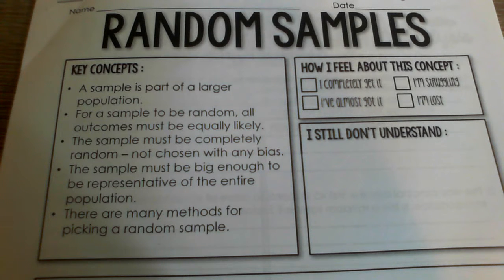The sample has to be big enough to be representative of the entire population, and that's where the scientist thing comes in. It has to represent the entire population of people who suffer from this virus. And then there are many methods for picking a random sample. You can do it lots of different ways. Oftentimes they're just randomly generated by a computer. That is one way of getting the information that you need.